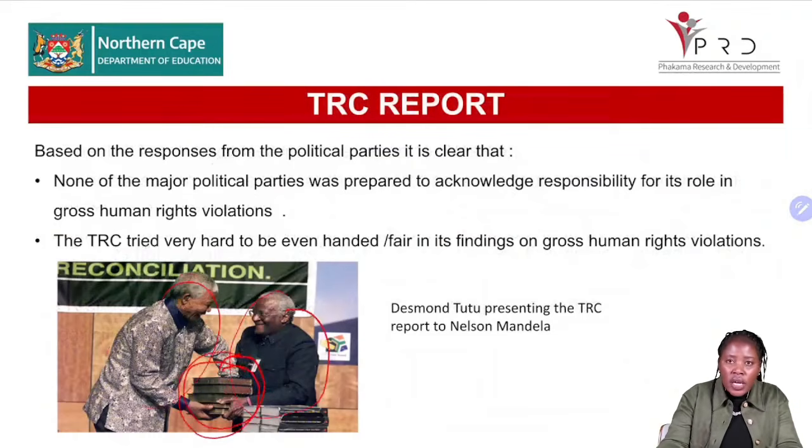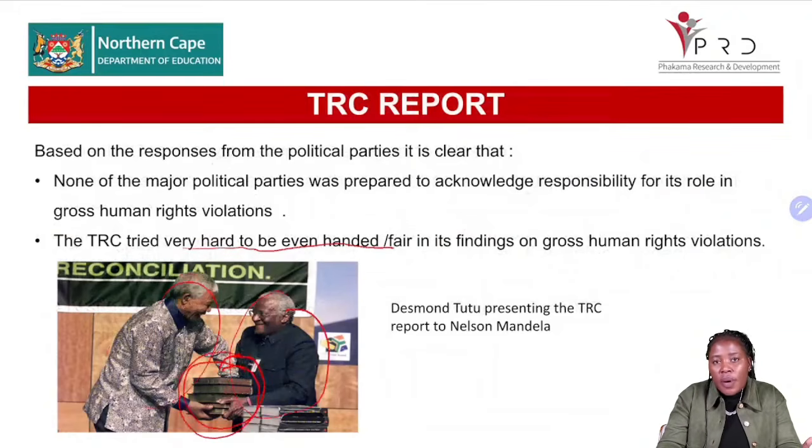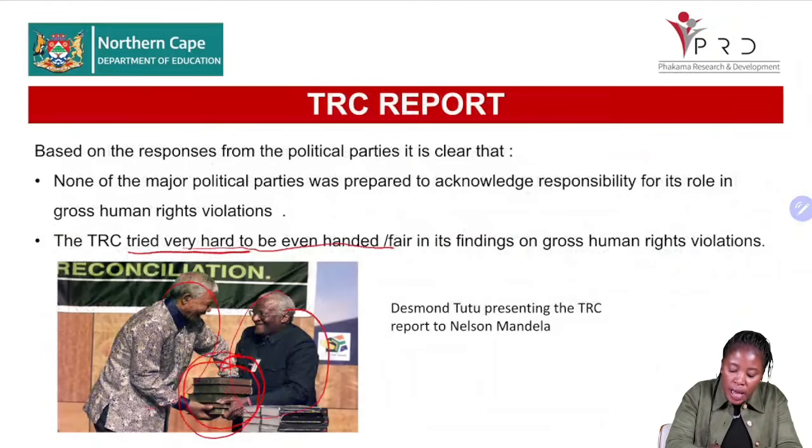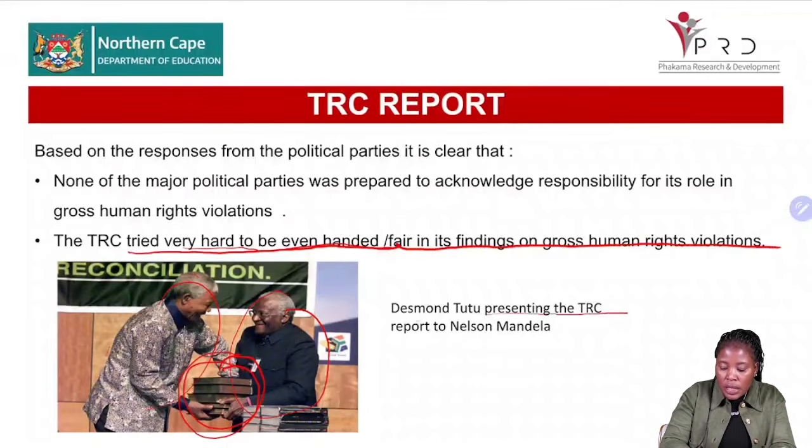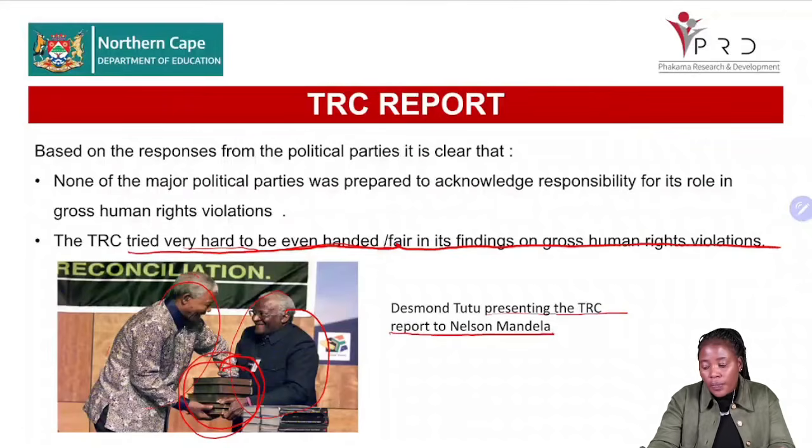Now, at the same time, looking at the criticism of the National Party, the ANC and the IFP about the TRC, it is an indication that the TRC tried very hard to be even-handed, or to be fair, because it only published the truth. Even the ANC was found guilty of gross human rights violations. So therefore, this is an indication that the TRC tried very hard to be even-handed and fair in its findings on gross human rights violations. Now, I think I have explained in the picture that it is Desmond Tutu presenting the TRC report to Nelson Mandela.